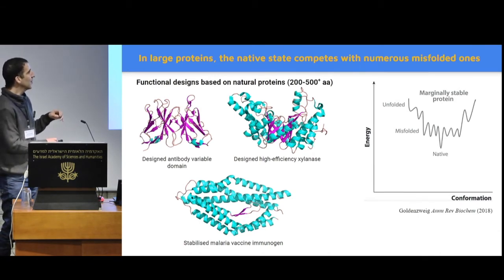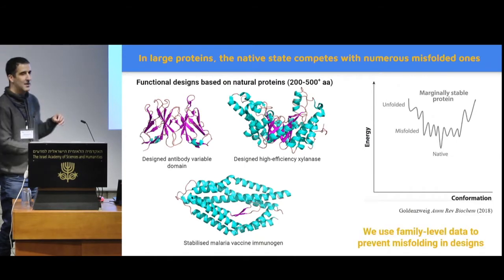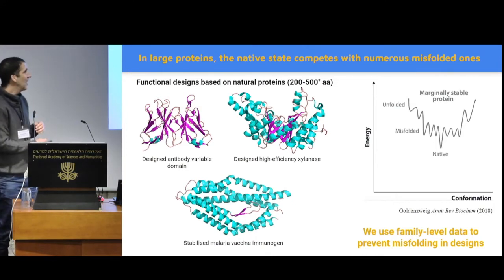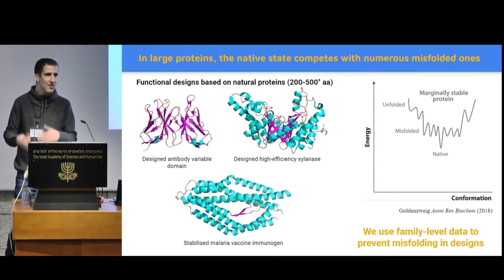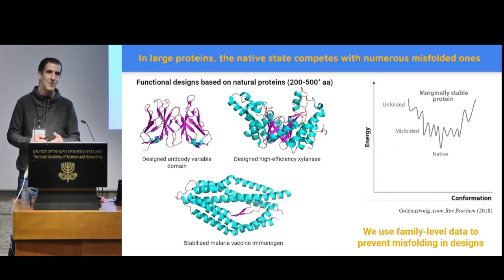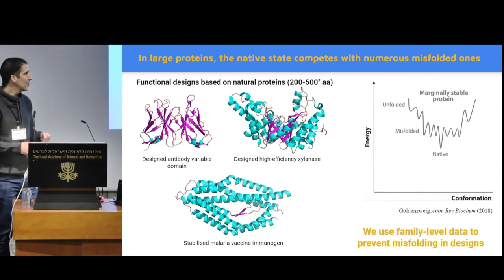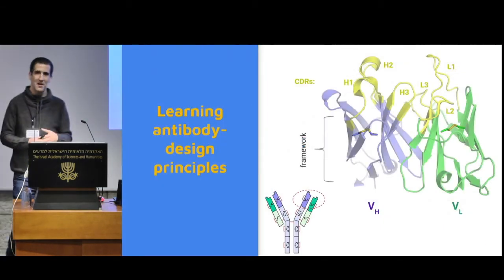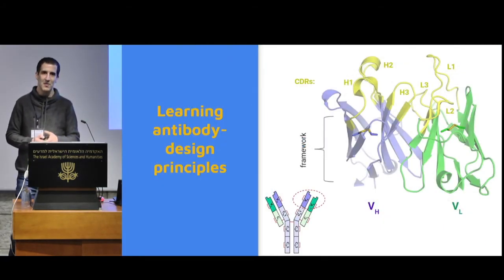We use Rosetta atomistic design calculations in order to favor the native state, and we use family-level information in order to rule out or limit, to the best of our capability, the misfolded states. And in this talk, I'll show you in more detail, of course, how this strategy works and how we've been able to use it in order to develop quite general and automated methods for design of protein stability and activity. But before that, I'd like also to show you how we came about this strategy. And this all started from our work trying to design antibodies.